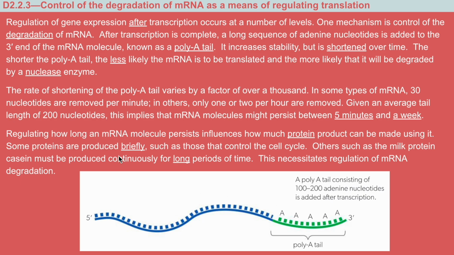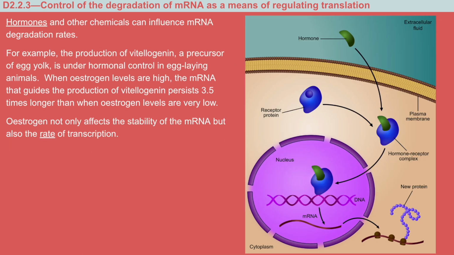Some proteins are produced briefly, such as those that control the cell cycle. Others, such as the milk protein casein, must be produced continuously for long periods of time, for example in a lactating mother. This necessitates regulation of mRNA degradation. Hormones and other chemicals can also influence mRNA degradation rates. You don't need to know much detail about that, but just know that different hormones like estrogen can affect the rate of transcription of a particular protein.